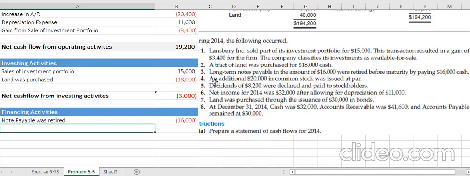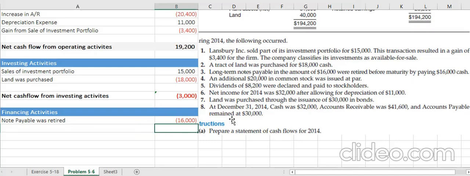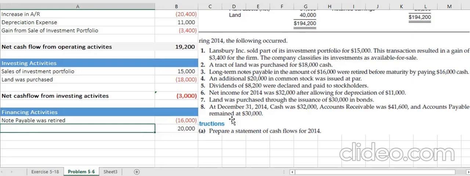Okay. The next information, number 4, we have is an additional $20,000 in common stock was issued at par. So more common stocks were issued. If you are selling more common stocks to investors, obviously investors will give you money because they are buying from you. So issuing a common stock, an increase in equity, is a cash inflow actually. So this will be plus 20,000. Okay, and I can write here the issuance of common stock, or you can say increase in common stock as well. Increase in common stock, $20,000 plus.